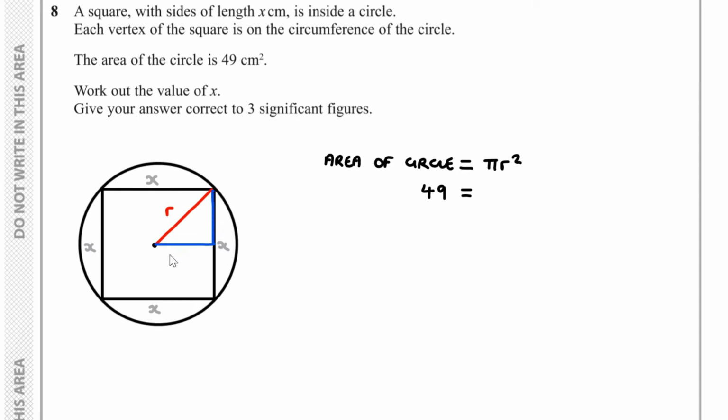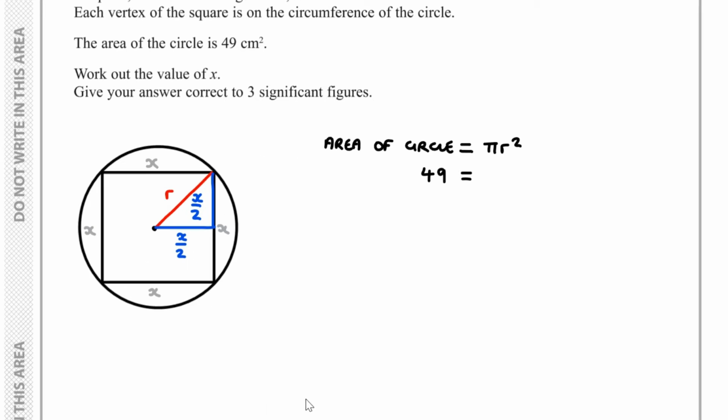So we've got this length being x over 2 because we're going from the center point of the circle, which corresponds to half the length of the square. So here we've got x over 2, and here we've also got x over 2 because we have a square. So we can find out the radius in terms of x, and from that we can find out what x is.